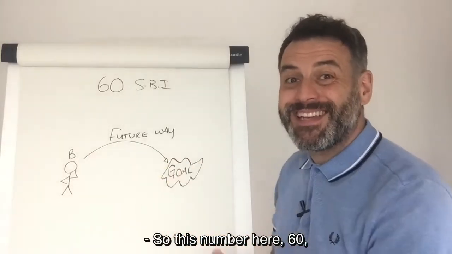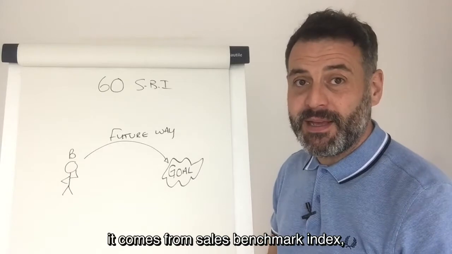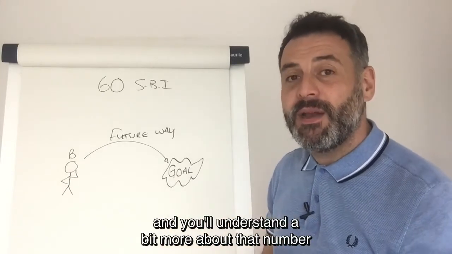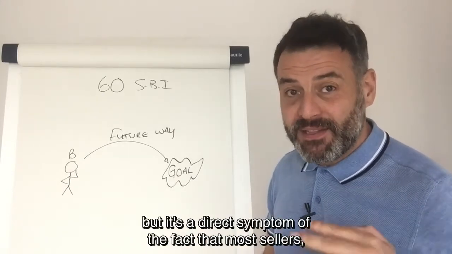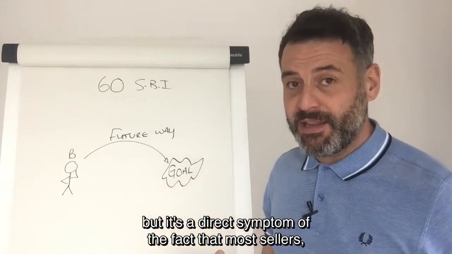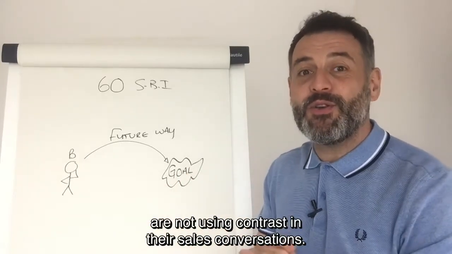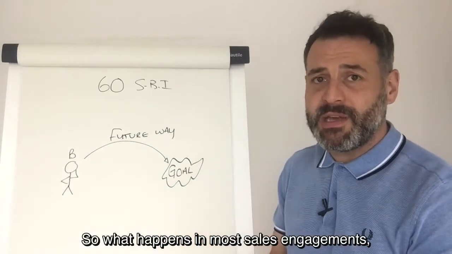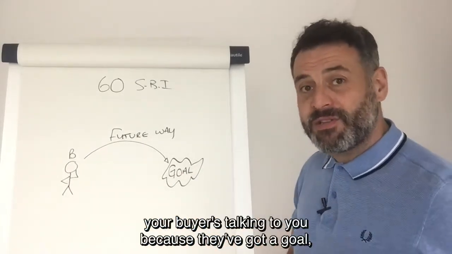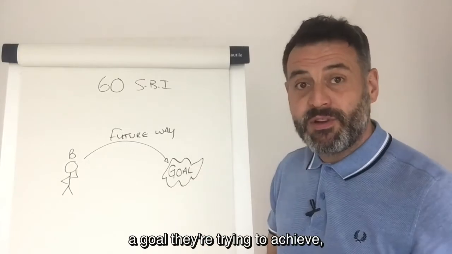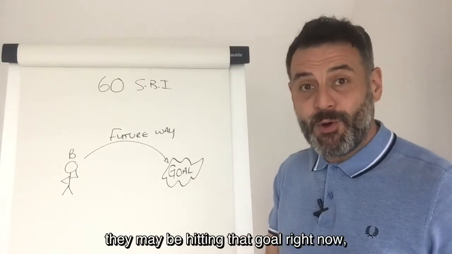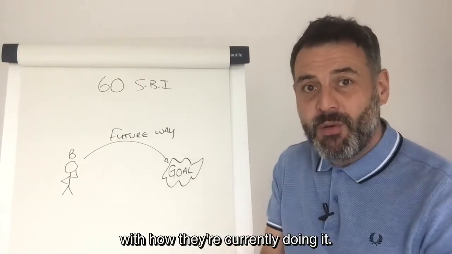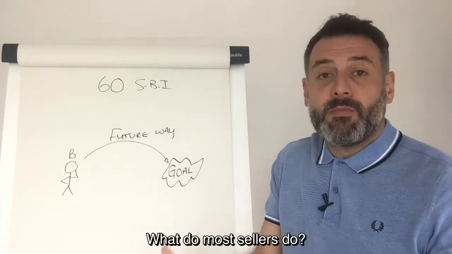So this number here, 60, it comes from Sales Benchmark Index, and you'll understand a bit more about that number in 1 minute, but it's a direct symptom of the fact that most sellers, and I say most sellers, are not using contrast in their sales conversations. So what happens in most sales engagements? You have your buyer talking to you because they've got a goal they're trying to achieve. They might be hitting that goal right now, but there's maybe a bit of a struggle with how they're currently doing it. What do most sellers do?